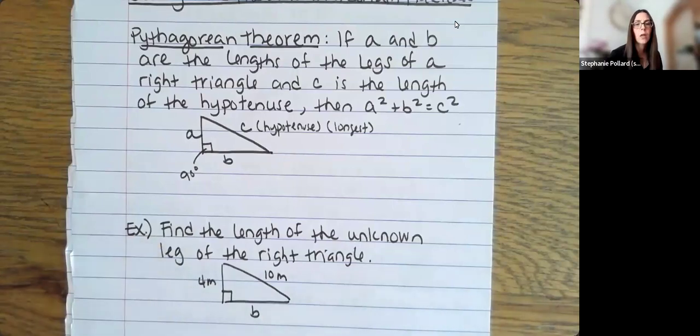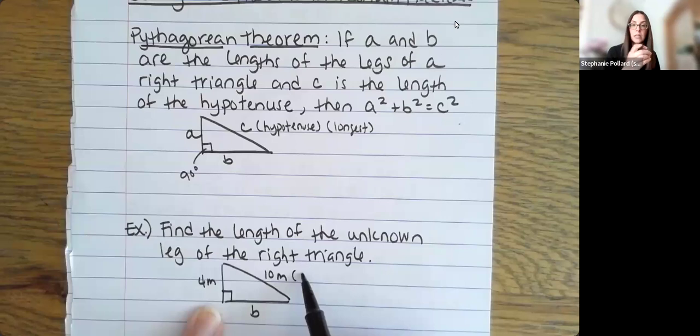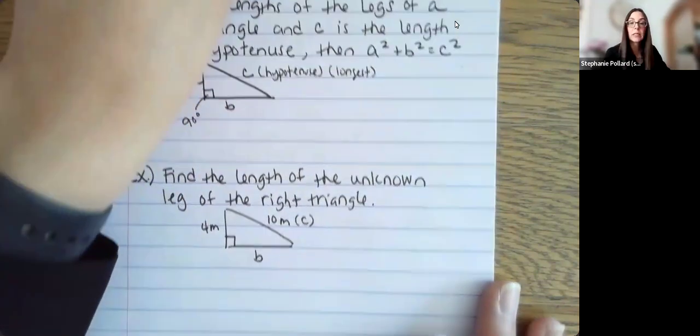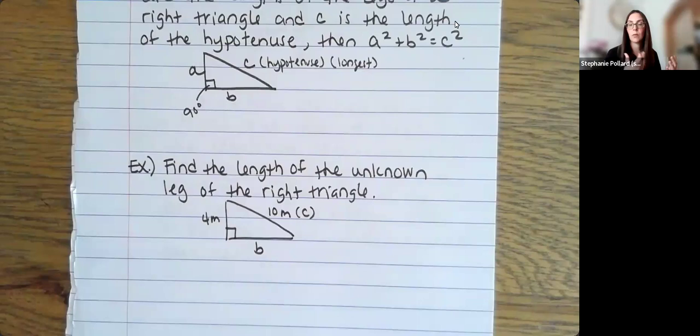So here's an example. We're going to find the length of the unknown leg of the following right triangle. Notice that you have 4 meters, B, and 10 meters. Again, what's across from the 90 degrees is always the hypotenuse. That's the one you need to make sure you recognize. So this is your C right here. It doesn't really matter which leg you call A or B, but the hypotenuse is the key one. So I'm going to use our formula here.